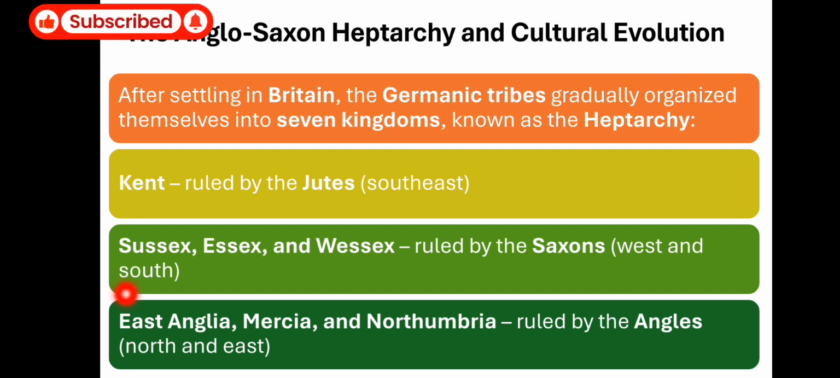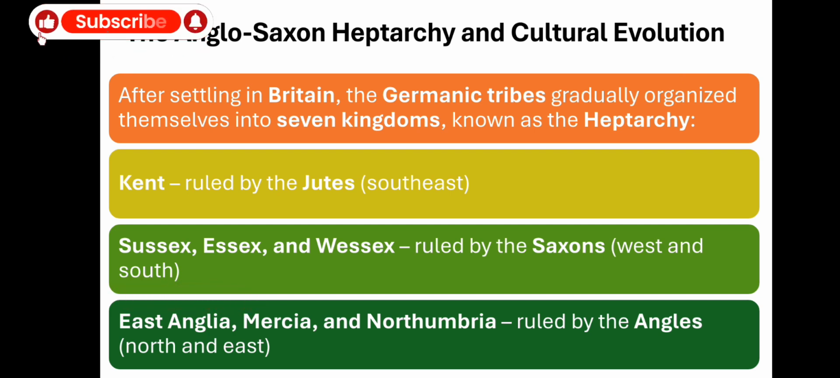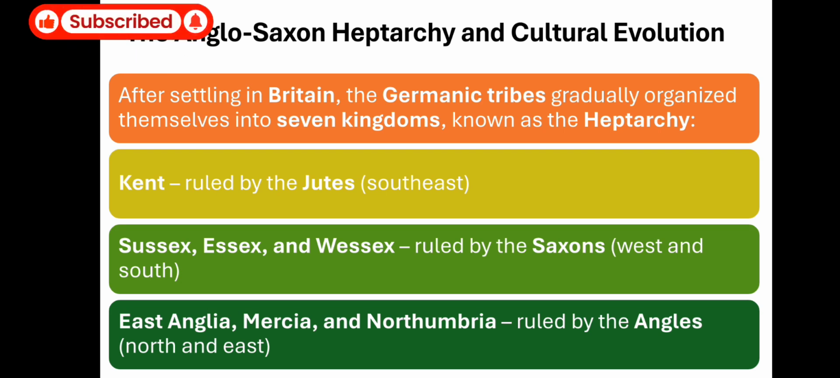And then we have East Anglia, Mercia, and Northumbria, ruled by the Angles, and these parts were located in the north and the east of Britain.